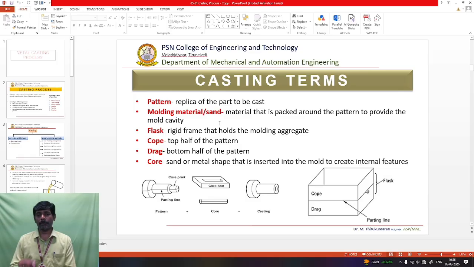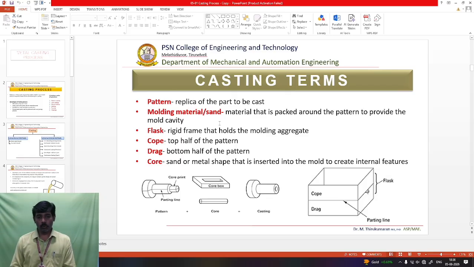A pattern is a replica of the part to be cast. The requirement we need is called a pattern. Next one is the molding material, which is supported by the patterns. It is the material that is packed around the patterns to provide the mold cavities. Next one is the flask. The flask is a rigid frame that holds the molding aggregates.